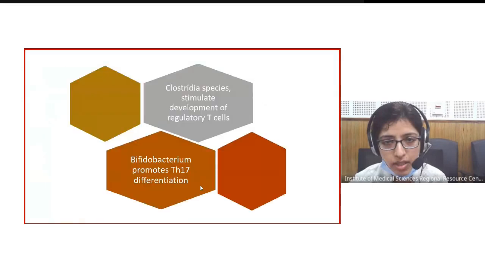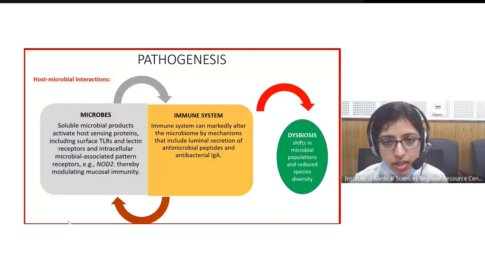Examples: the Clostridia species will stimulate development of regulatory T cells, so it has a role in regulating the immune function. Bifidobacterium promotes Th17 differentiation. So these are examples of how this microbiome affects us. The microbiota is a dynamic process.